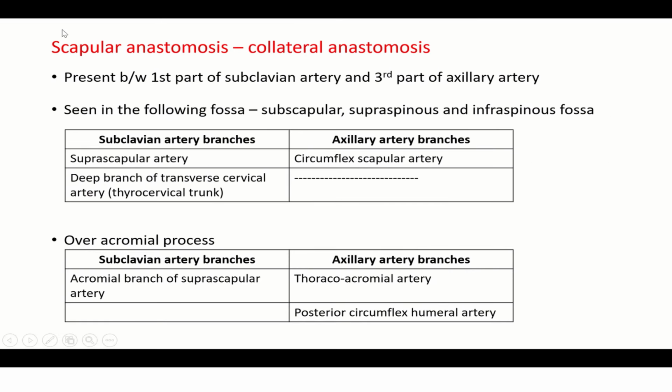You can see here the scapular anastomosis. It is also called the collateral anastomosis. It is present between the first part of the subclavian artery and the third part of the axillary artery. So as you see there, the anastomosis is between the first part of the subclavian artery and the third part of the axillary artery.